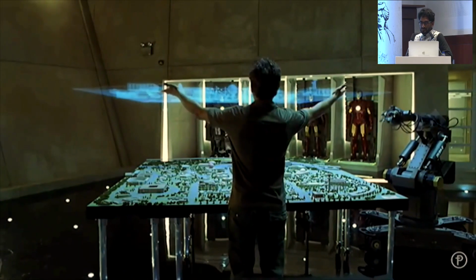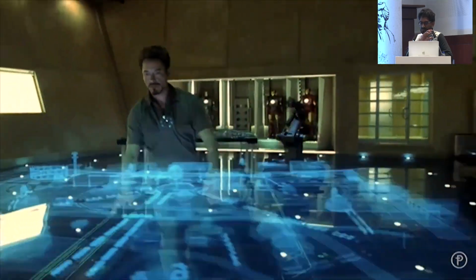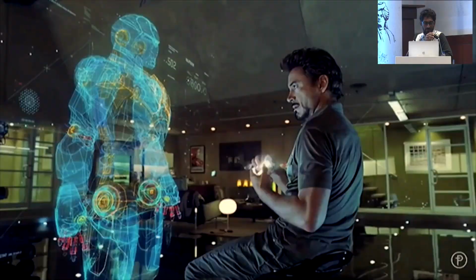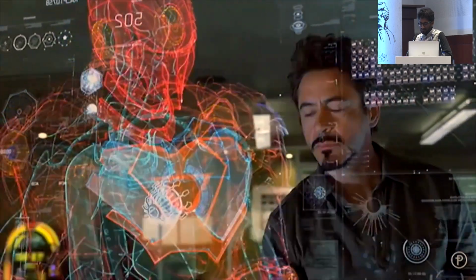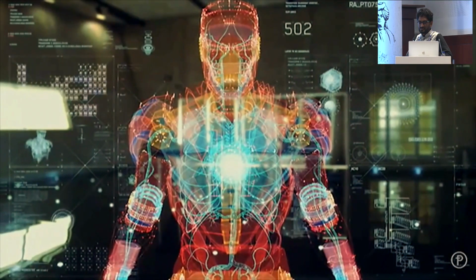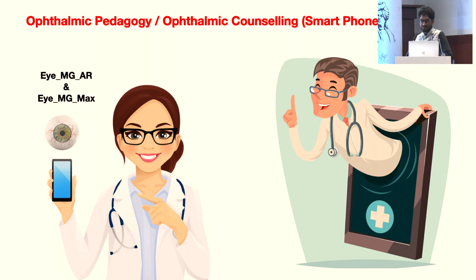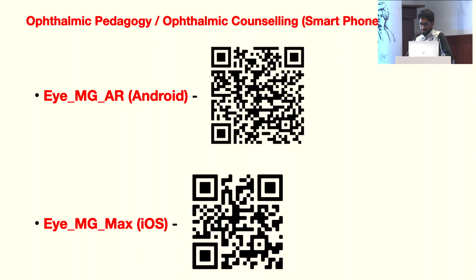Things which were once thought to be science fiction, like the holograms all of us would have seen in movies, are now no more science fiction, it's science-based reality. So we started slow and steady with the LiDAR technology that is available in smartphones, and this is the QR code for Android and iOS that we have innovated respectively.